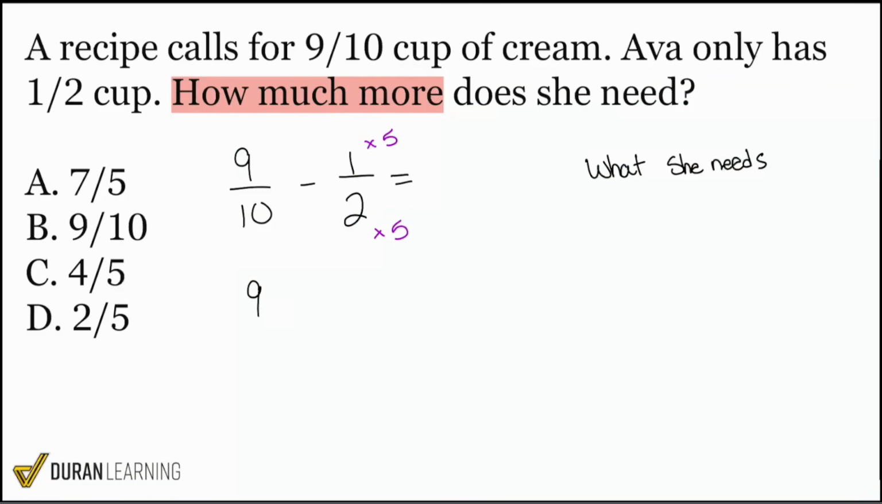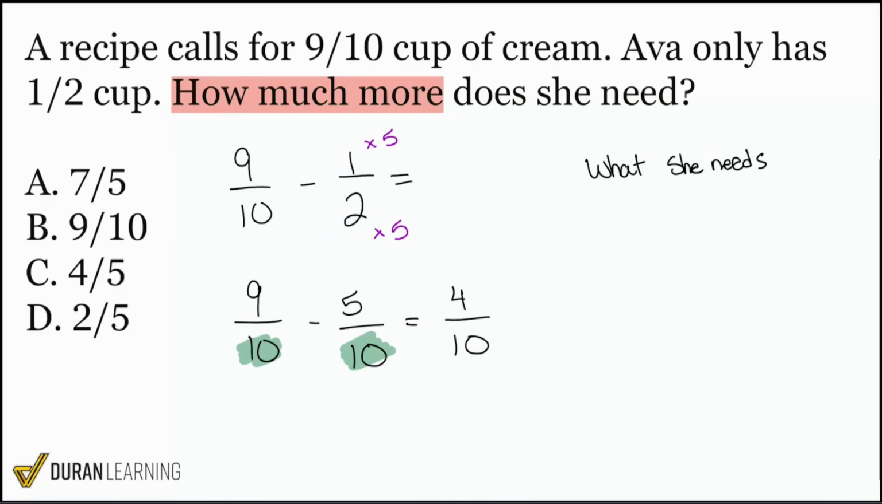Watch. We have 9 over 10 minus 5 times 1 is 5 over 2 times 5 is 10. Look at that. We have the same denominator and we're good to go. So let's get after it. 9 minus 5, what will that give us, everybody? Yeah, 9 minus 5, that's going to give us 4. Don't forget to keep that same denominator, which will be 10. So we have 4 over 10.